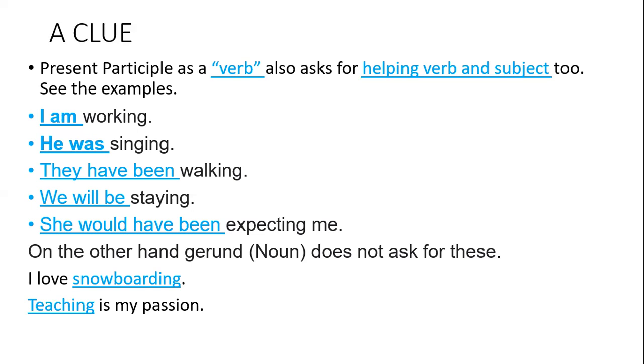If you are the one who always faces problems whenever you have a gerund, and it is difficult for you to decide whether it is a gerund or a verb, then please, again, I repeat my words. When we talk about a present participle as a verb, it always asks for a helping verb and a subject both. On the other hand, a gerund means a noun. It does not ask for such things. It always gives you the answer of what, who, whom, and it always occupies the place of a noun.